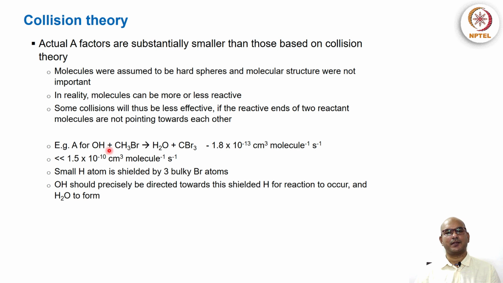Basically, here what it means is we have A for OH plus CHBr3 giving water and CBr3 is 1.8 × 10^-13, which is much lower than 1.5 × 10^-10, almost 1000 times lower. Now why? Because CHBr3, excuse me.